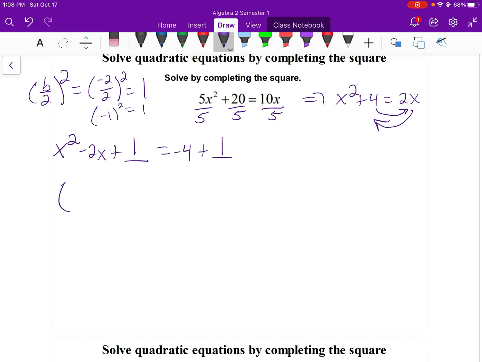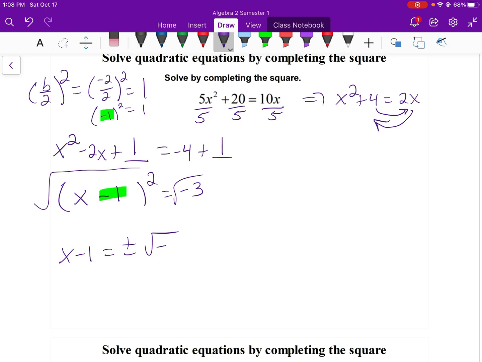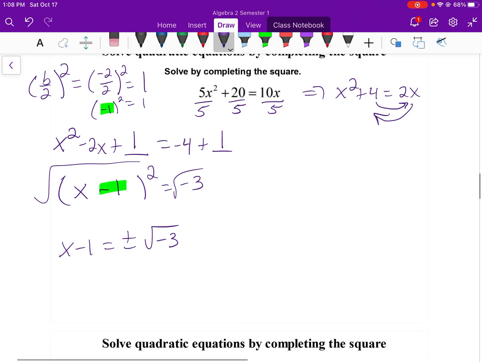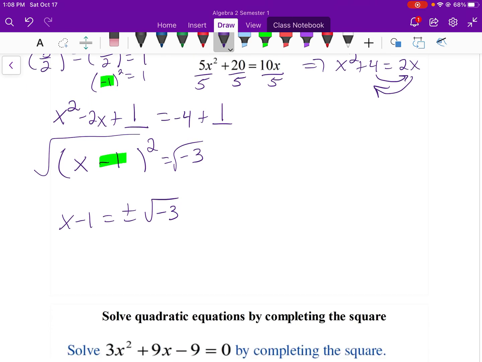So when I write my perfect square, x minus 1, and again, those two things, that half of b, will line up every single time. Then finally square root, we get x minus 1 on this side is equal to plus or minus the square root of negative 3. Again, we can't have a negative under a square root. And we have to bring that 1 over. So add 1, x is equal to 1 plus or minus, to take that out, it becomes i root 3.